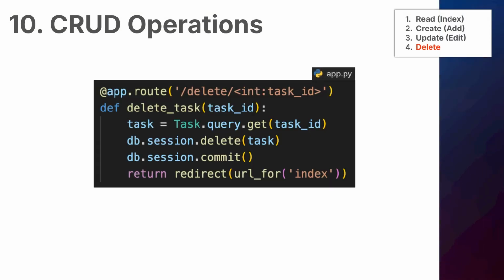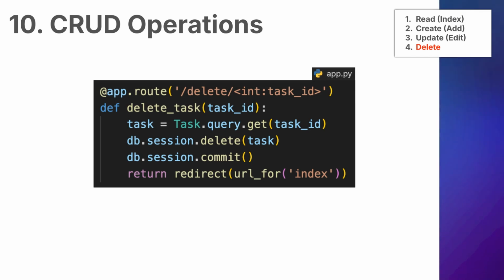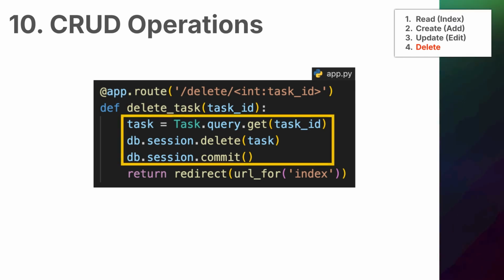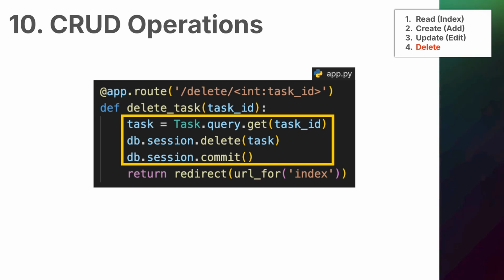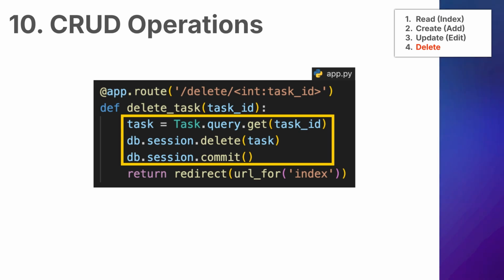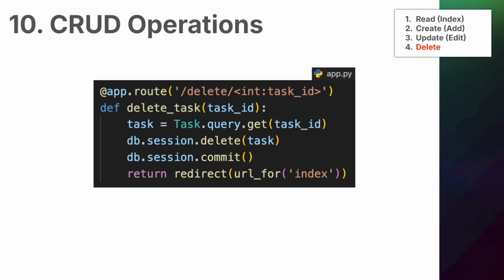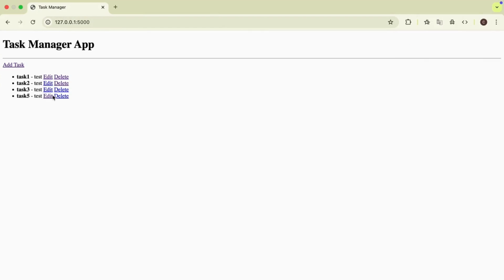Next, delete. Let's update the delete route. It uses SQLAlchemy to look up the task with that ID from the database. Task.query.get(id) fetches one row or returns None if not found. After that, it marks the task for deletion in the database session. Then it executes the deletion, permanently removing the task from the database. After deletion, it redirects the user to the home page to view the updated task list. Let's see how it works. The selected task is removed successfully.